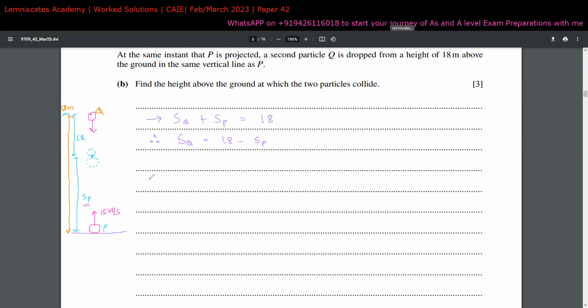All right. So SP is equal to, we are going to use S equal to UT plus half AT square. That's the equation that we are going to use. So what is the initial speed of particle P? It's given to us as 15. So that's 15. Then T, because we don't know the value of time at which it will collide, we are just going to write it T. Then plus half, the value of A is minus 5. And then the value of T square.